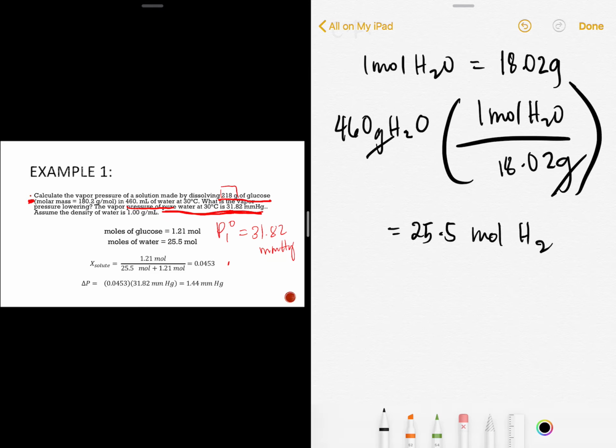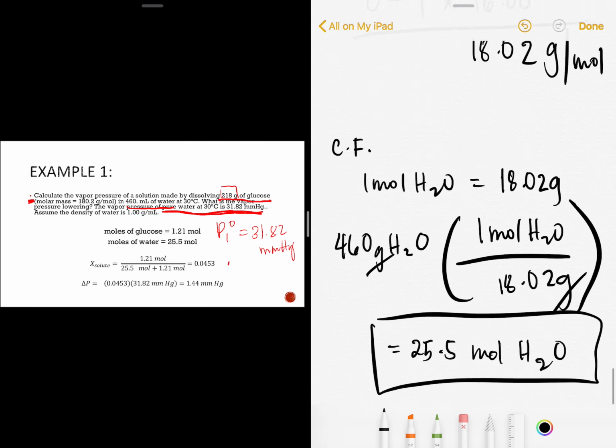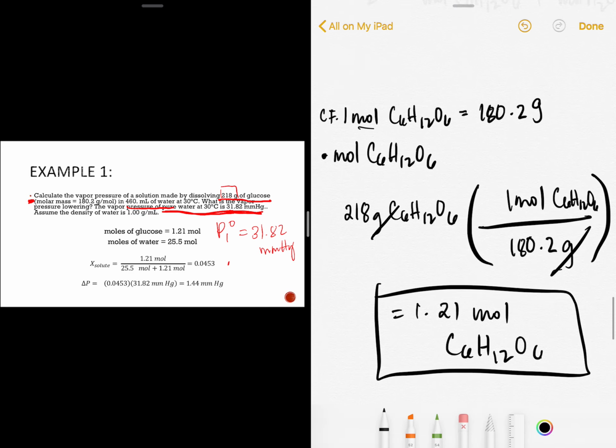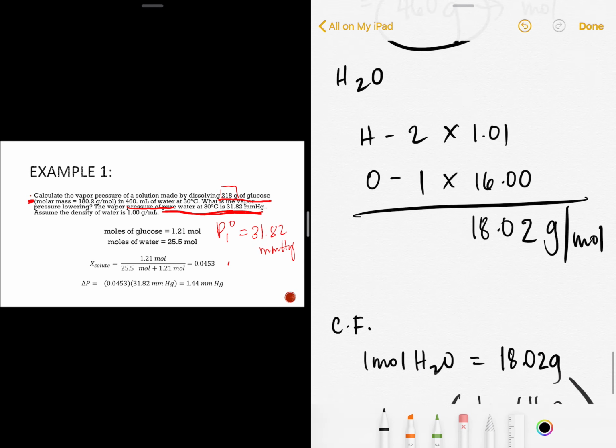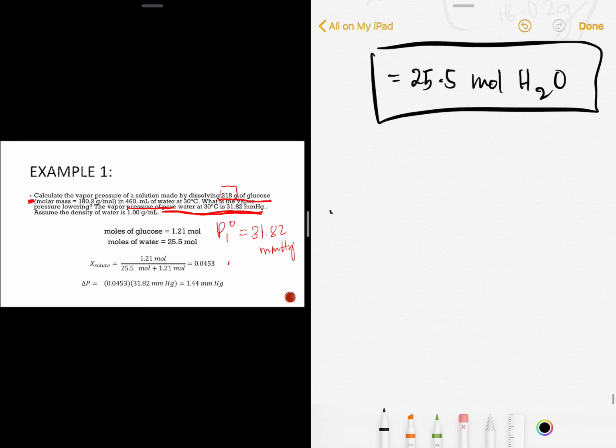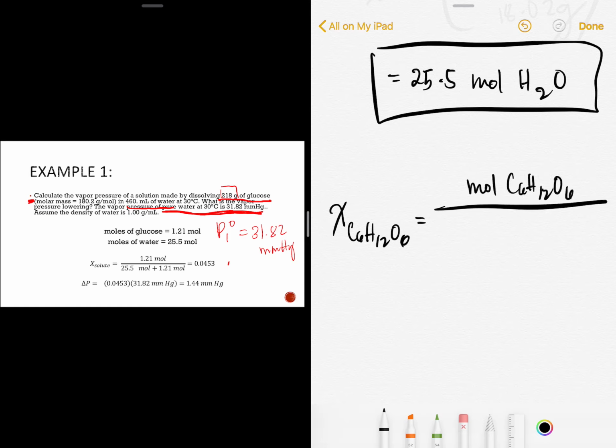25.5 mole of your water. Now, you can substitute this to the formula of your mole fraction. This is the formula for the mole fraction of your solute. Let me rewrite it here para mas makita ninyo. Solute ang hinahanap natin ha, mole fraction ng solute. So, ang solute mo ay si glucose. Now, this is equal to the mole of your glucose over the mole of your glucose plus the mole of your water.